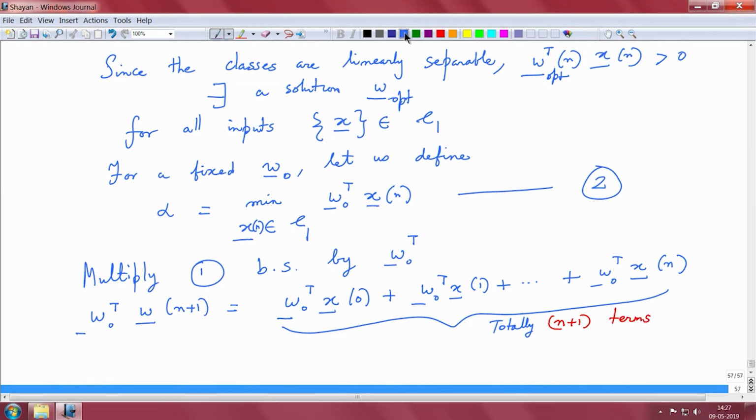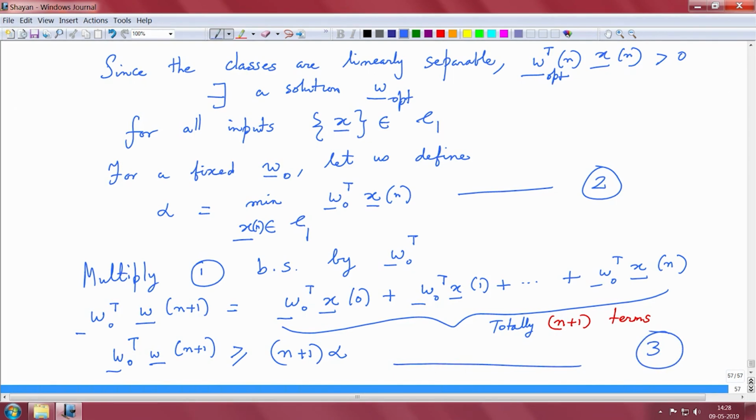So we can safely say if each of these quantities is lower bounded by alpha, then this quantity W naught transpose W n plus 1 is at least n plus 1 times alpha, because alpha was the minimum of all these. So, therefore, this is at least n plus 1 times alpha. Okay, let us call this equation number 3.